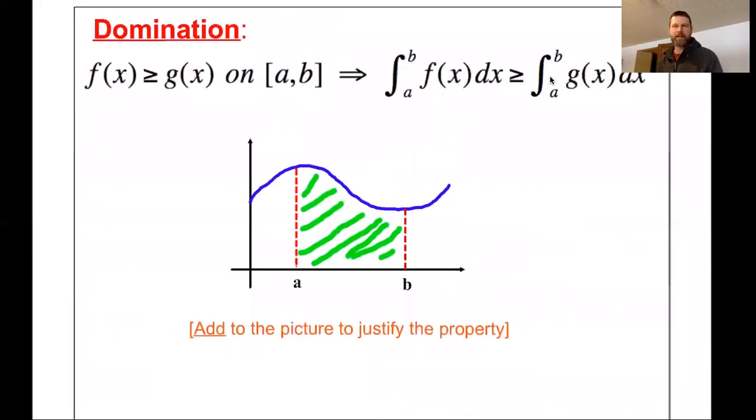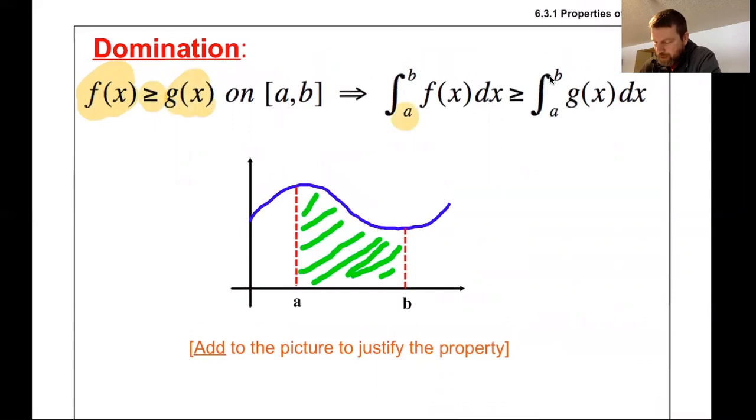Last one is called the domination property. Terrifying name, not too bad. All the domination property says is that if you know you have some function f of x that's greater than or equal to g of x, then the integral from a to b of f of x is going to be greater than the integral from a to b of g of x.